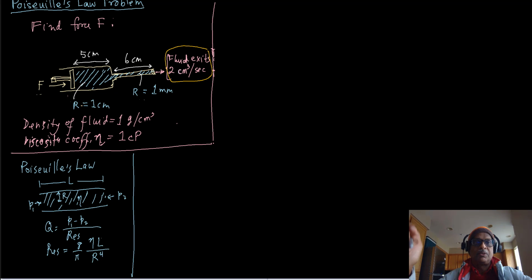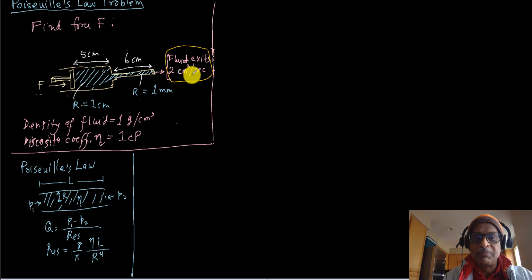Hello there. We have a problem in viscous flow, and it's a syringe. There's some fluid in the syringe. It's actually water, and we are pushing. And this part has a radius of 1 centimeter, and the needle part is 1 millimeter. And this is the rate at which fluid is supposed to come out.